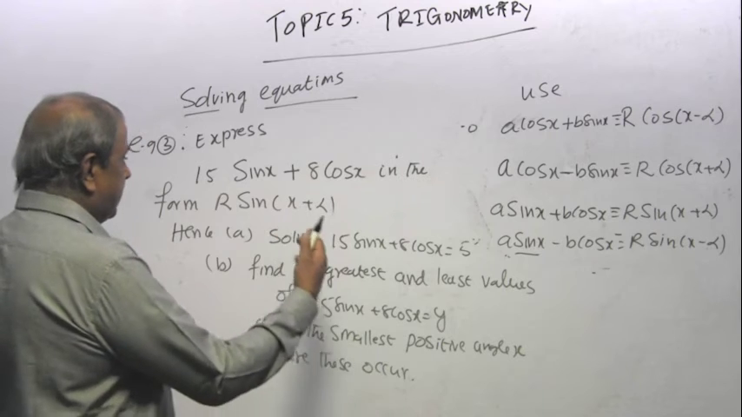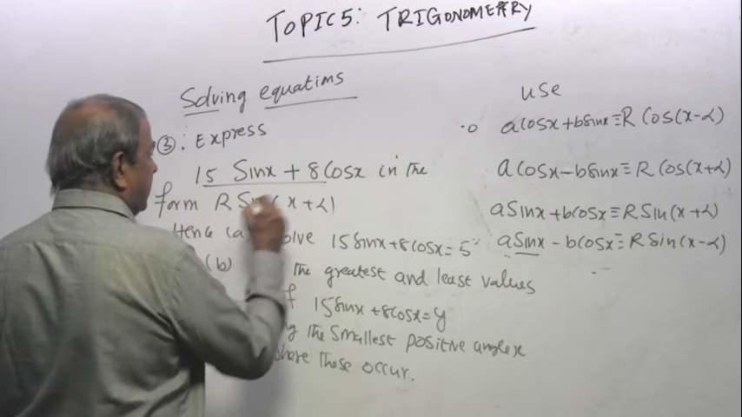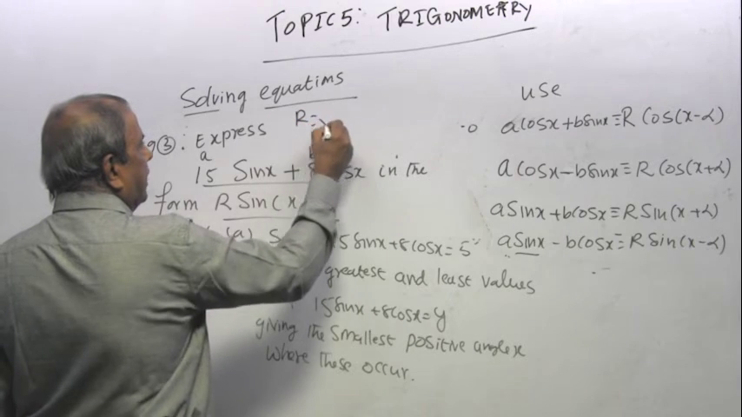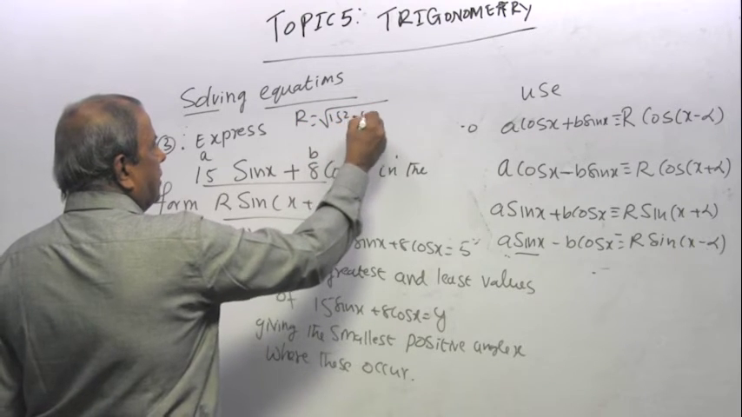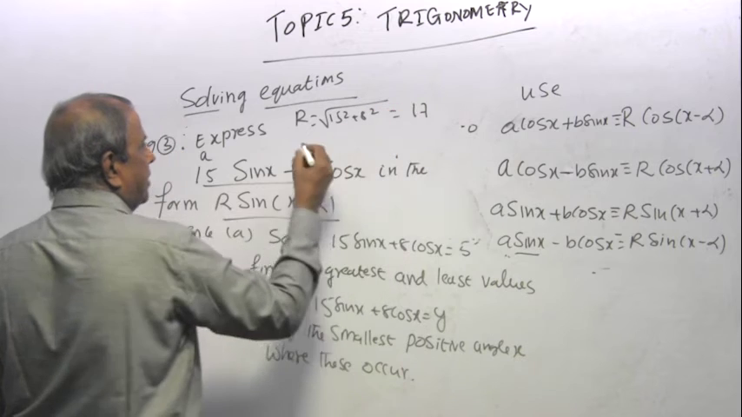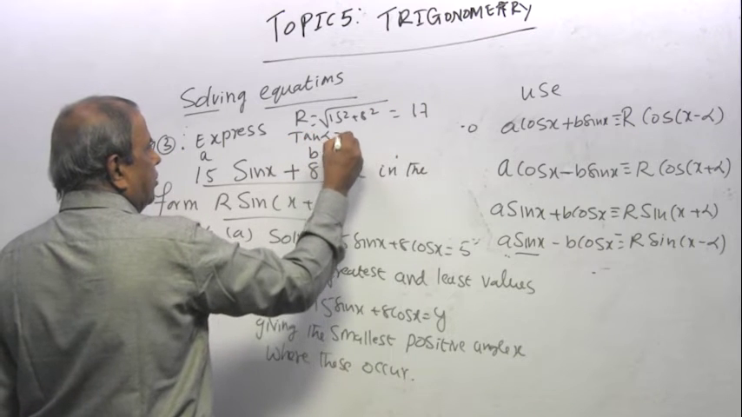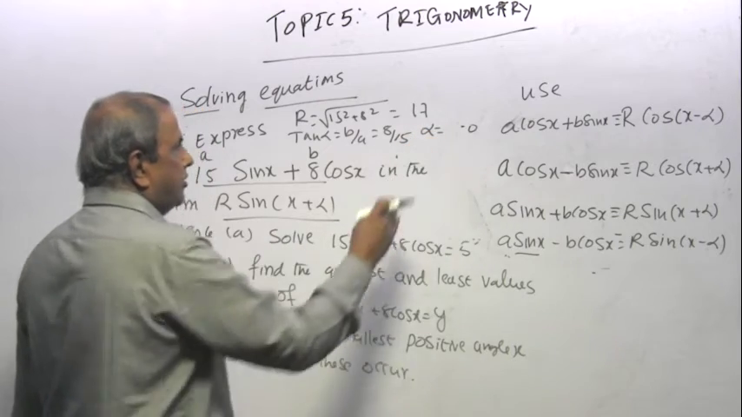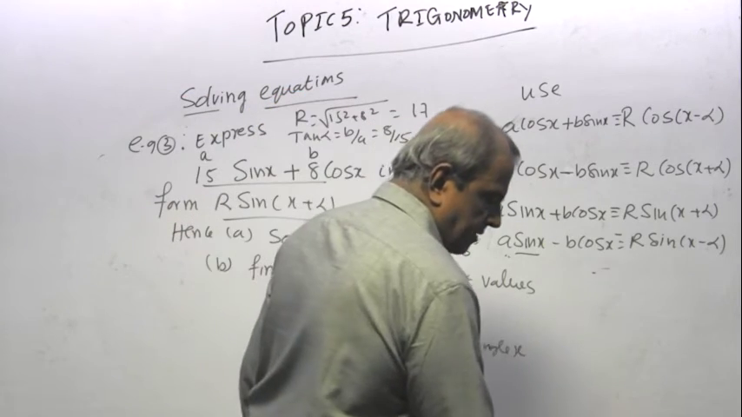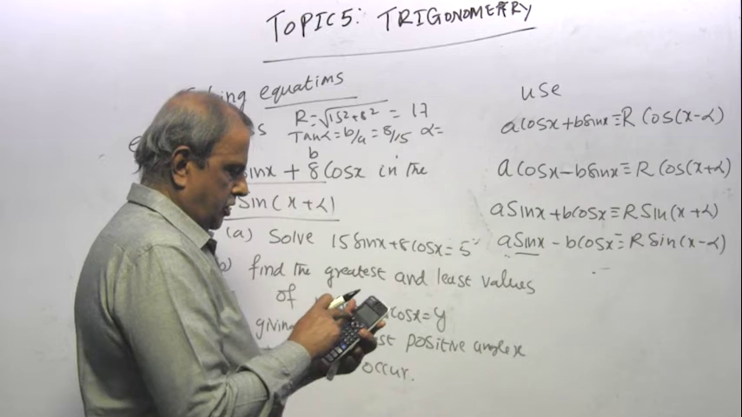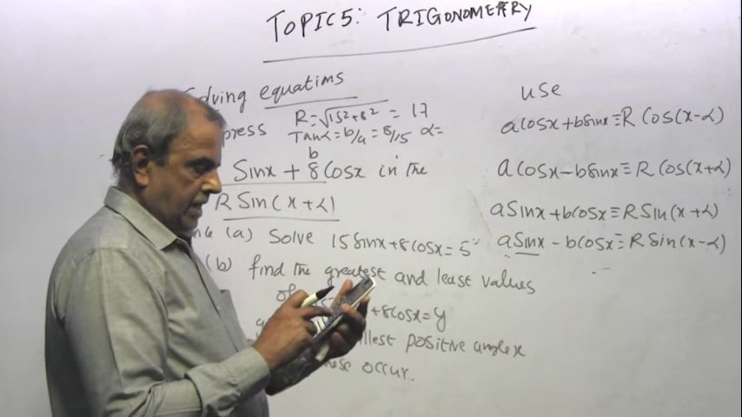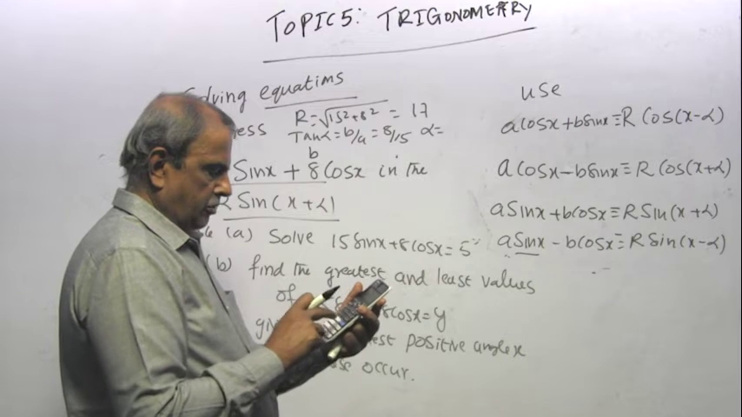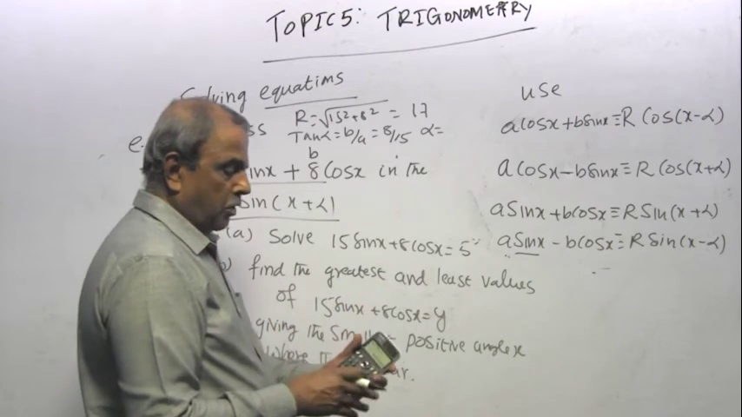As I said, I'll do the first bit. So look, this and this formats agree. So that's your A, that's your B. So R equals root of 15 squared plus 8 squared, which is 17. Tan alpha equals B over A, which is 8 over 15. So your alpha is tan inverse 8 over 15. Shift tan, open bracket, 8 divided by 15, close bracket, equals 28.1.